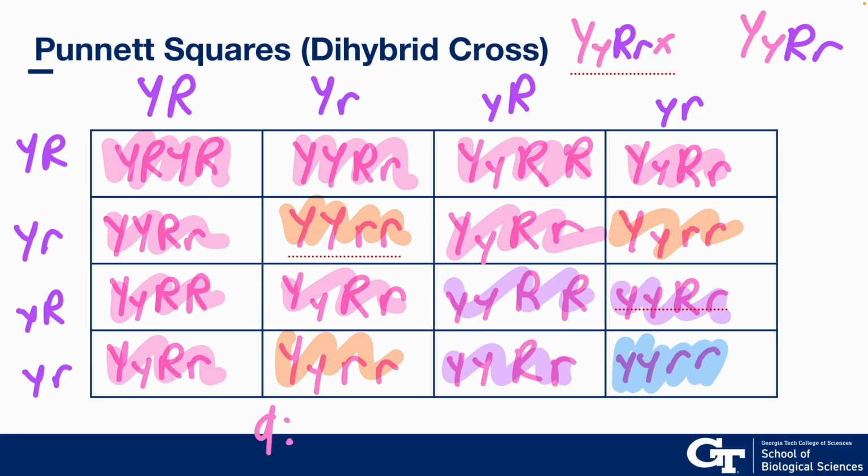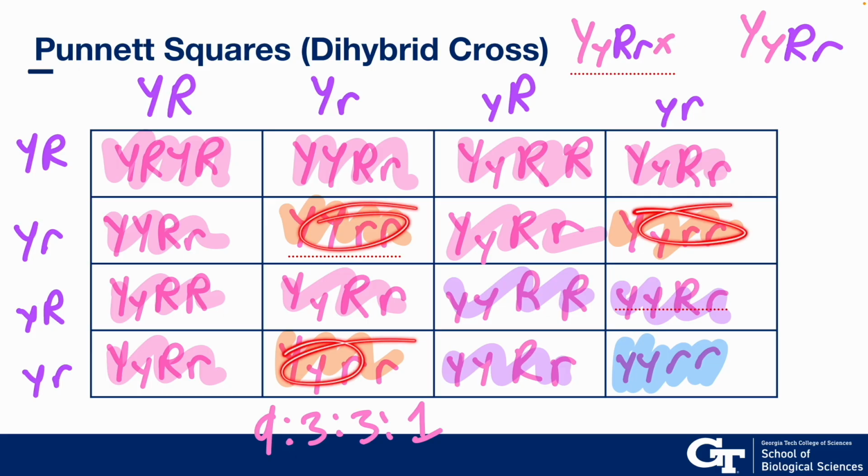a 9 to 3 to 3 to 1 phenotypic ratio, where we have 9 that are yellow and round, and 1 that is green and smooth, or whatever the homozygote recessive is, so I guess wrinkled. Why would you use R for wrinkled? I mean, seriously. And then we have the 3 yellow and wrinkled, and we have the 3 green and round. So yeah, it should come out in a 9 to 3 to 3 to 1 phenotypic ratio.